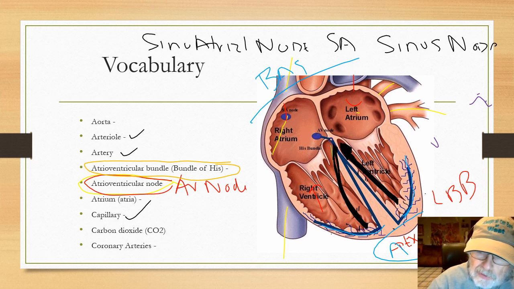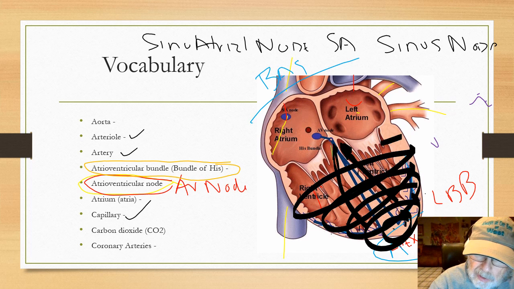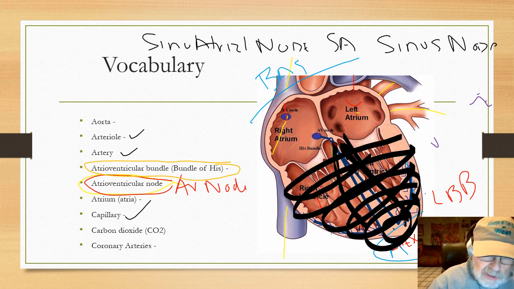So that's why it starts to contract here first, then a little bit higher, and a little bit higher. That way, it squeezes the blood from the bottom up. Okay, and that's what we see with this electrical activity.